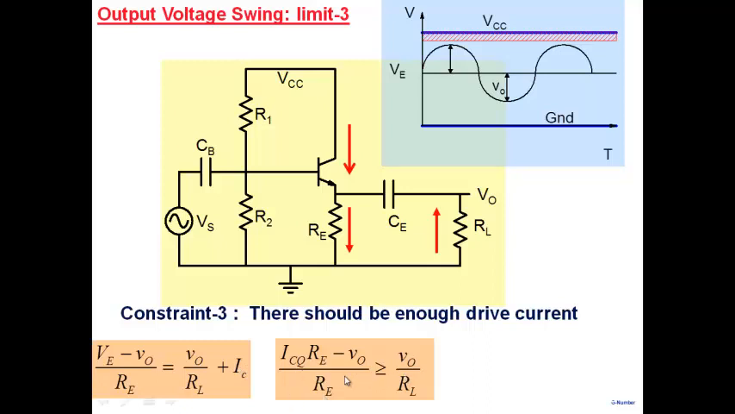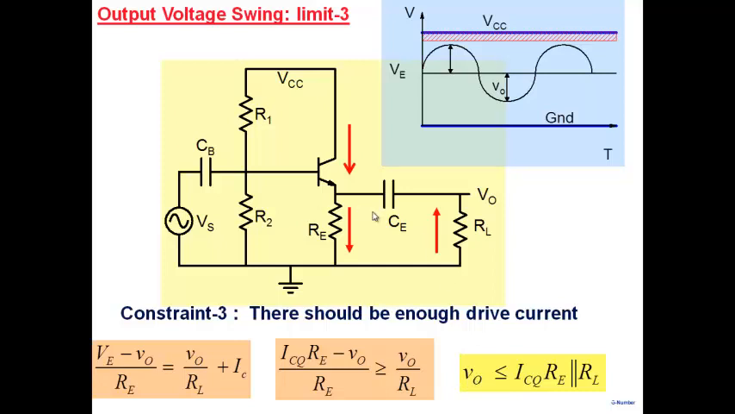So I can write this condition, and it tells me V0 is less than or equal to ICQ times RE parallel RL. It tells you that your V0 always has to be less than this. This condition is telling you a limit on V0, which is coming from where?